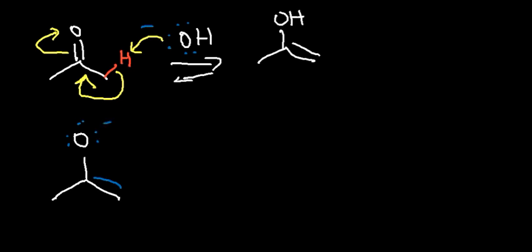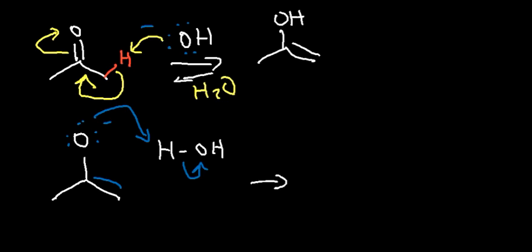So now we have a double bond and an oxygen with 3 lone pairs. Now typically, hydroxide is dissolved in an aqueous environment like water. And since water is present, this oxygen with a negative charge can grab a hydrogen from water, regenerating our hydroxide catalyst. And so now we have an enol. So that's how you make it under basic conditions.